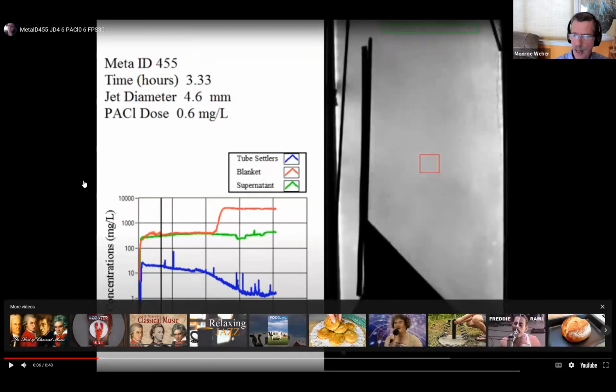Okay, so on this graph, the blue line is the turbidity, or she's reported it in milligrams per liter, coming out of the top of the tube settlers. So that's the clean settled water. The green line is a spot up near the top of the floc blanket, above the floc blanket. It's supernatant coming off the top of the floc blanket.